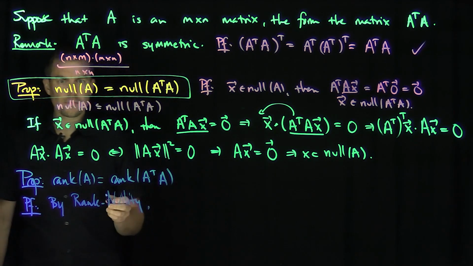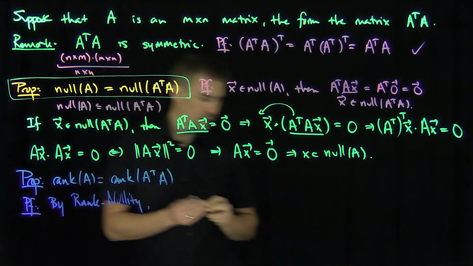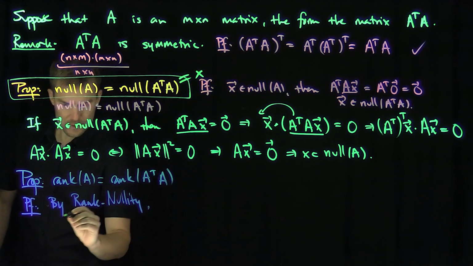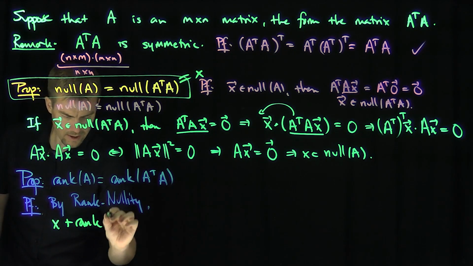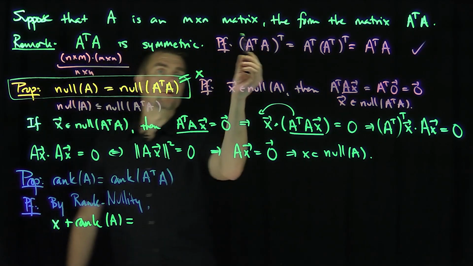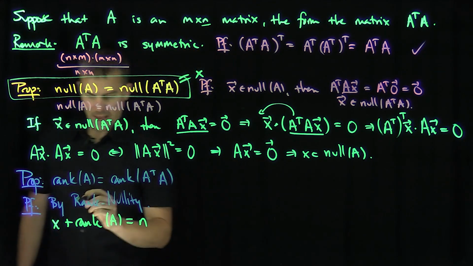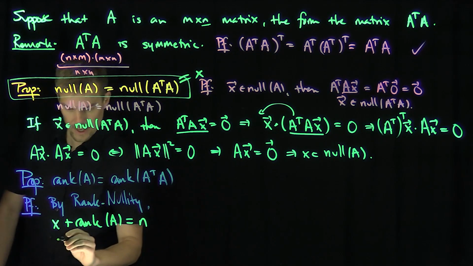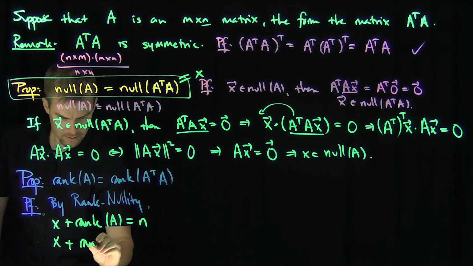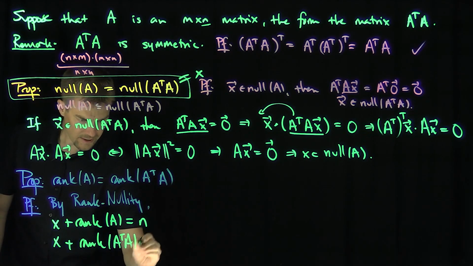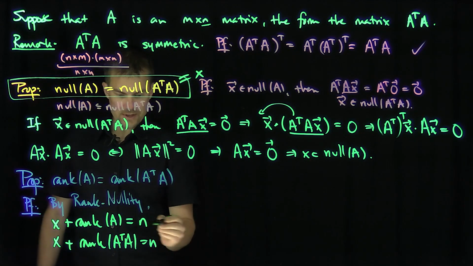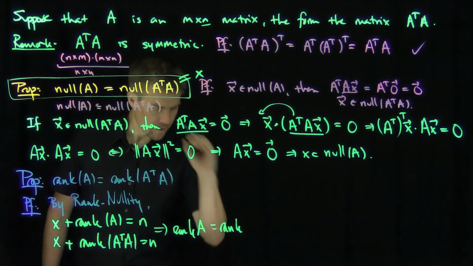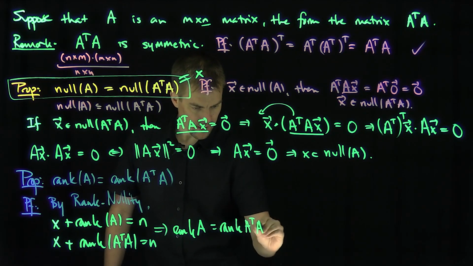What can we say? Well, let's call those common values of nullity over here X, right? Then X plus the rank of A has to be the dimension of the input space. The dimension of the input space is n, right? And then also by rank nullity, X, which is the nullity of A transpose A, X plus the rank of A transpose A is equal to n. And so the conclusion, since the X's cancel out, is that the rank of A is equal to the rank of A transpose A.